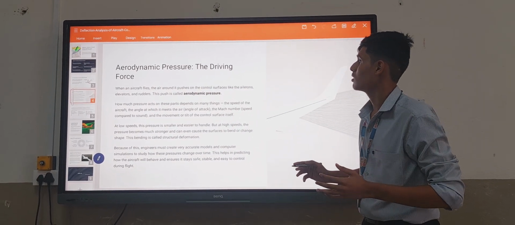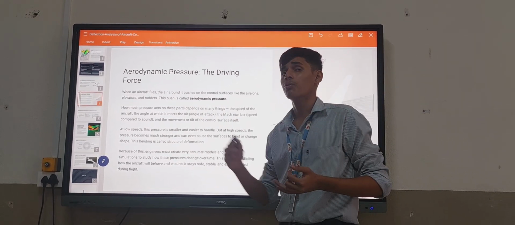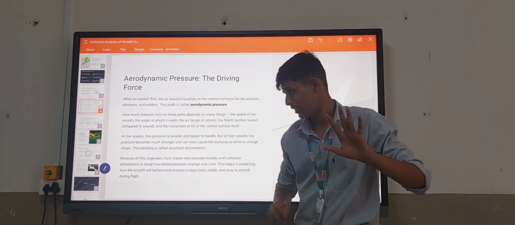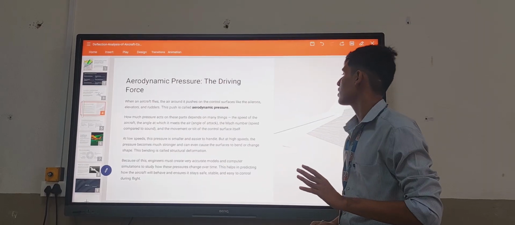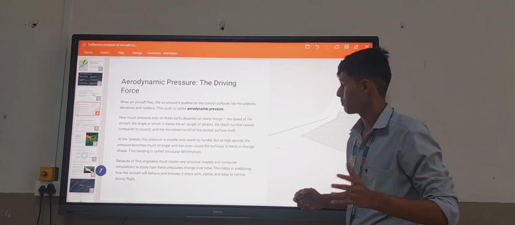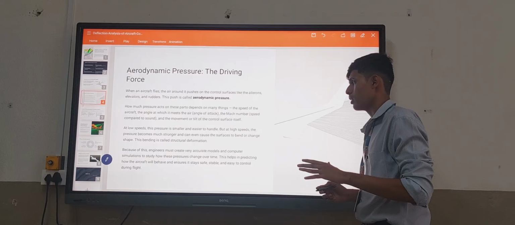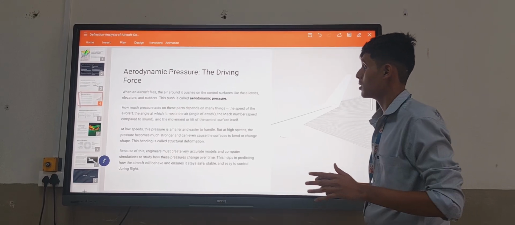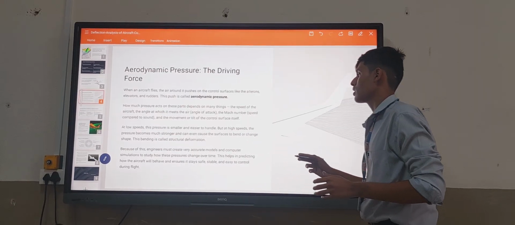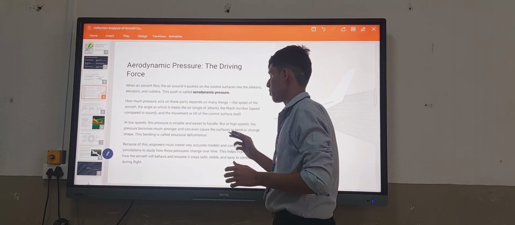How much pressure acts on these parts depends on many things, like the speed of the aircraft, the speed of the wind, and second, the angle of attack. At a low speed, the pressure is smaller and easier to handle. But at a high speed, the pressure becomes much stronger, and it can even cause the surface to bend and change shape. The bend is called structural deformation.